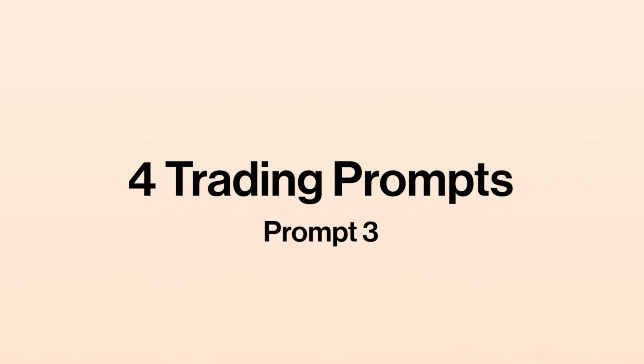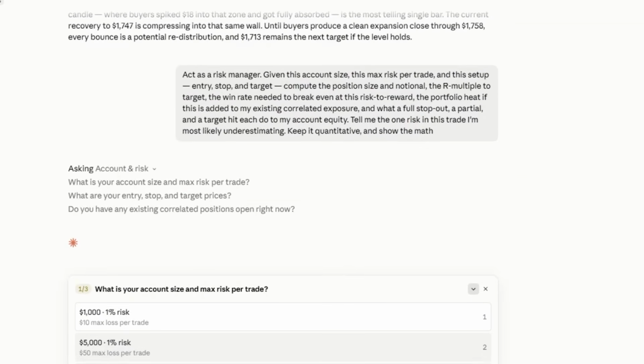Here's prompt 3. Act as a risk manager. Given this account size, this max risk per trade, and this setup, entry, stop, and target, compute the position size and notional, the R multiple to target, the win rate needed to break even at this risk to reward, the portfolio heat if this is added to my existing correlated exposure, and what a full stop out, a partial, and a target hit each do to my account equity.